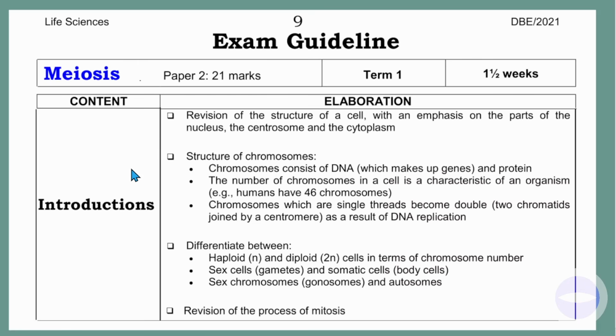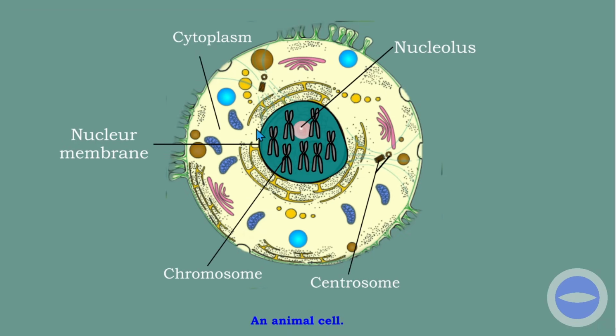These are the things that the examiner wants us to know. Number 1, we need to do the revision of the structure of the cell with an emphasis on the parts of the nucleus, the centrosome, and the cytoplasm. So this is the number 1 thing that the examiner wants us to know. To explain it to you, this is an animal cell. You remember we did the animal cell in grade 10. In this chapter, we will focus on the parts of the nucleus, which are the nuclear membrane, the nucleolus, and the chromosomes. Another thing is the cytoplasm.